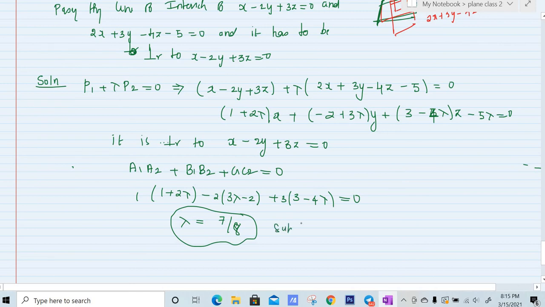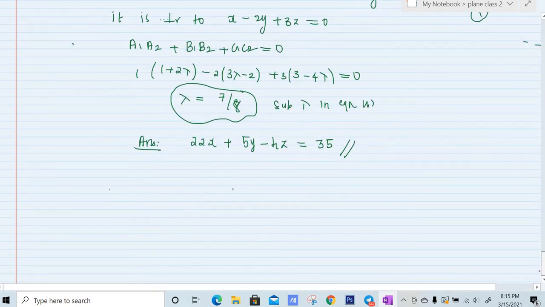Now substitute lambda in equation number 1. So you will get a new equation. So the answer will be 22x plus 5y minus 4z is equal to 35x. This is the equation of the plane that is passing through these 3 points.